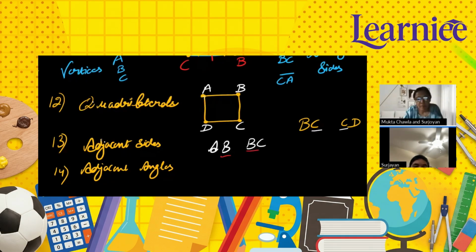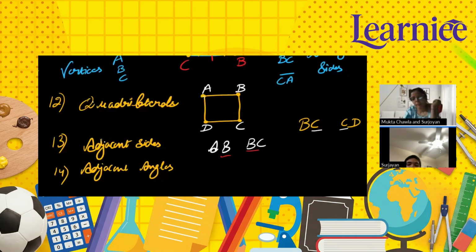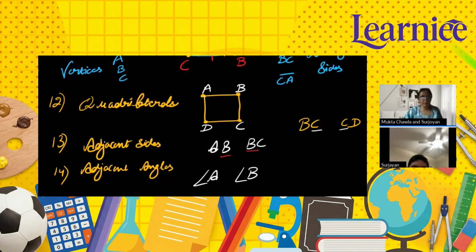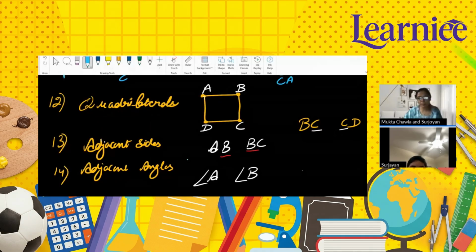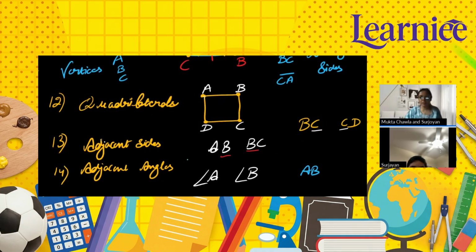Because they intersect with angle B. Angle A is adjacent to angle B, right? Because they have a common line AB. What do they have in common? A common line AB, right? That's how we can say they are adjacent. It means we always have to look for something common.